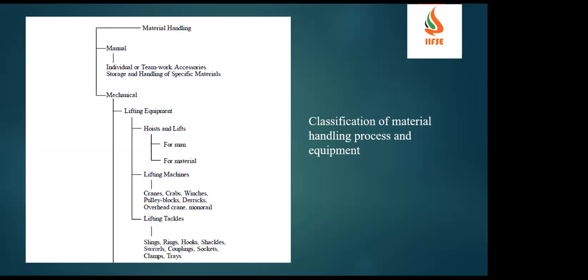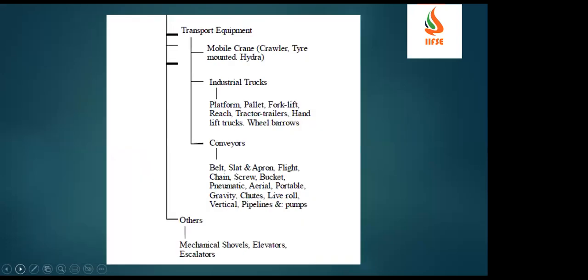If you see lifting tackles, as we know, slings and rings, hooks, shackles and shovels will be there, and couplings and sockets, clamps and trays, and also lifting chains and lifting belts. So these are some of the lifting tackles we use in our regular operations for handling of materials. And transport equipment is also one of the parts in handling of materials, maybe mobile cranes and crawler or tire mounted hydras. And if you see industrial trucks, we can see the platform or pallet or forklift, tractor trolleys or hand lift trucks, and wheelbarrows. These are different types of industrial trucks.